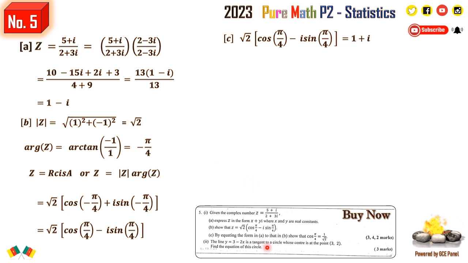Next part now. By equating the form in A and the form in B, we should show that cos pi on 4 is equal to 1 on root 2. So we equate 1 minus i to root 2 cos pi on 4 minus i sin pi on 4.